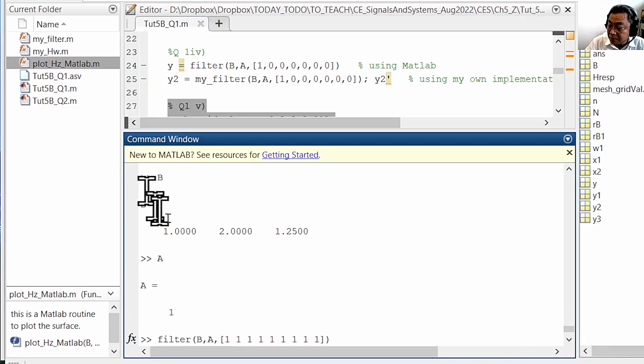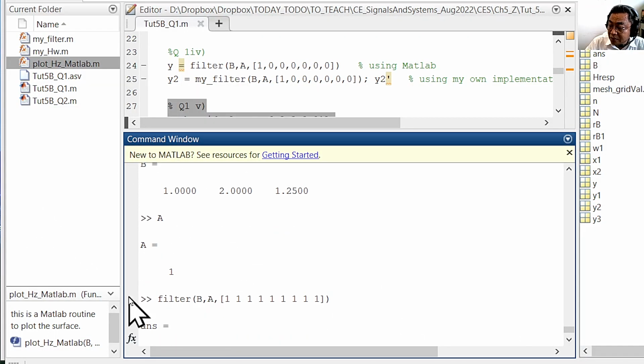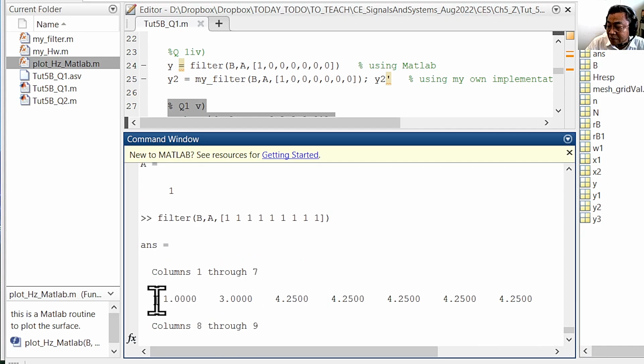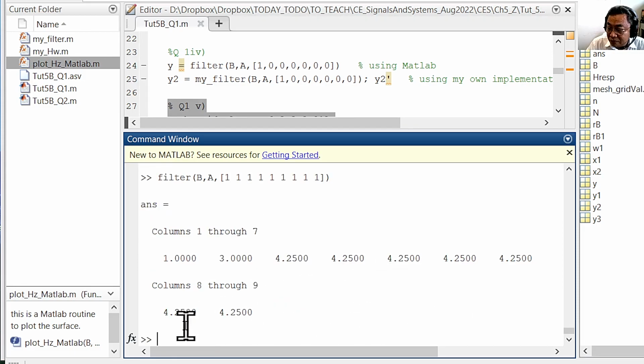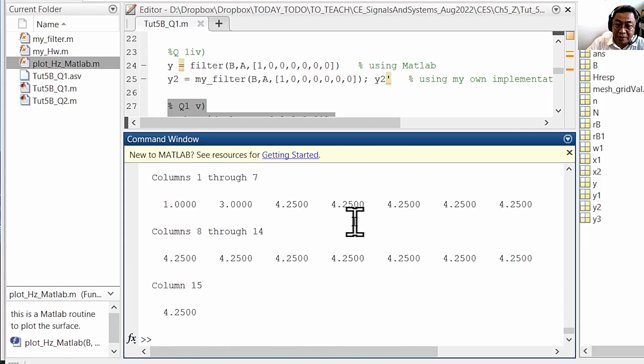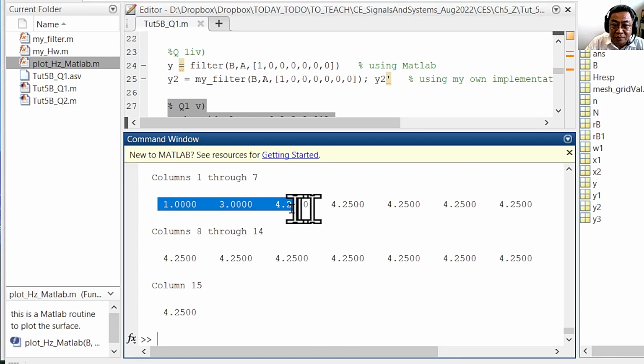So first I enter the b value, I enter the a value, I type using filter(b, a, x), and of course I cannot write an infinite unit step, so I just use a couple of values and out pops the output. So it is 1, 3, 4.25, and keeps on staying at 4.25. In fact, if I increase my x, it doesn't matter because it keeps on being 4.25. So the steady state response of this system is 4.25. And these two values before are the transient condition.